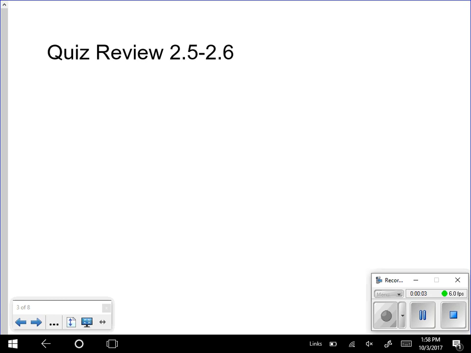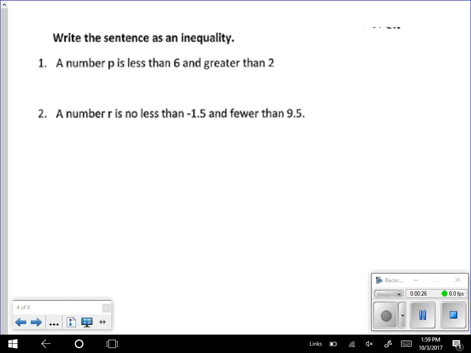Today we're going to look at the quiz review you completed yesterday in class over sections 2.5 and 2.6. We talked about compound inequalities, which led us into absolute value inequalities. So we're just going to go over the problems that you had to do on that review, make sure you understand how to do them all, get any questions answered that you might have, and then take that quiz on Thursday. So here we go.